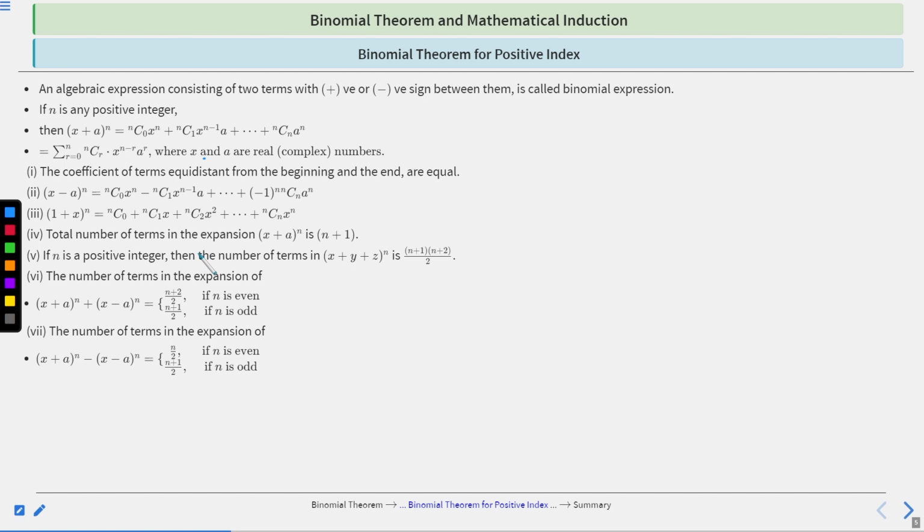Now, the total number of terms in the expansion of (x + a)^n is n + 1. If n is a positive integer, then the number of terms in (x + y + z)^n is (n + 1)(n + 2)/2. Right? The number of terms in the expansion of (x + a)^n + (x - a)^n is (n + 2)/2 if n is even, and (n + 1)/2 if n is odd. The number of terms in the expansion of (x + a)^n - (x - a)^n is n/2 if n is even, and (n + 1)/2 if n is odd. Right?